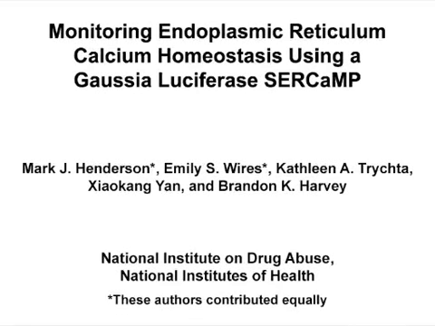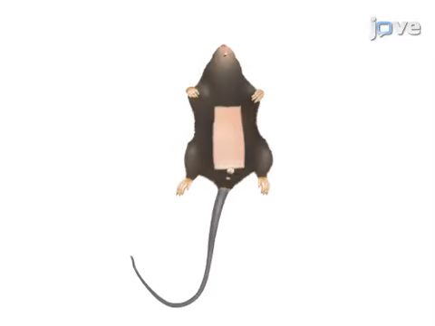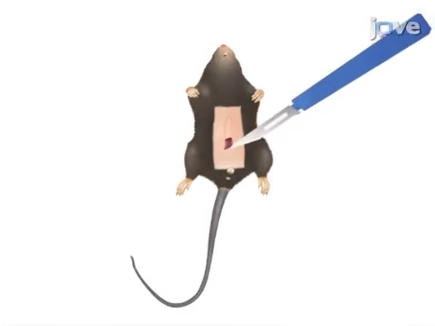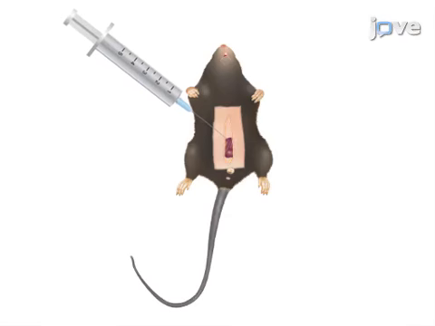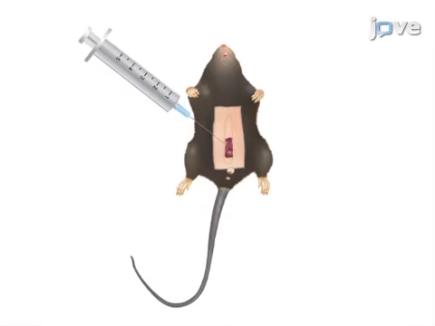The overall goal of the following experiment is to monitor endoplasmic reticulum calcium dysregulation over time using a secreted reporter protein. This is achieved by viral vector-mediated transgenesis of the target tissue, specifically liver in this example, with the Gaussia Luciferase SERCaMP reporter.